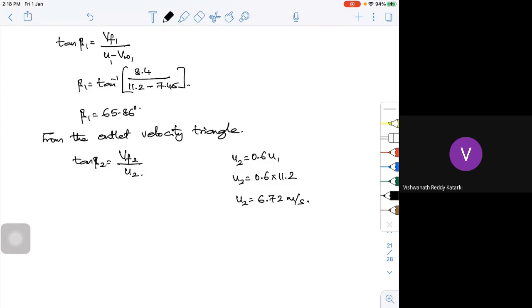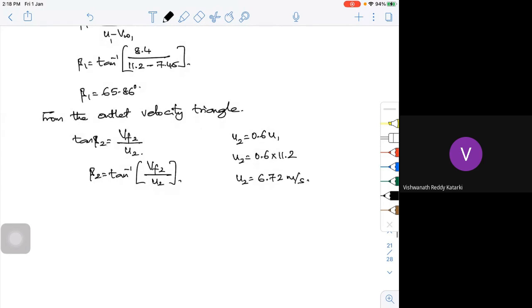And then substitute over here. So beta 2 is equal to tan inverse of VF2 divided by U2. I can substitute it. So beta 2 is equal to tan inverse of VF2, which is 8.4, divided by U2, which is 6.72. I am going to get my beta 2 as 51 degrees.